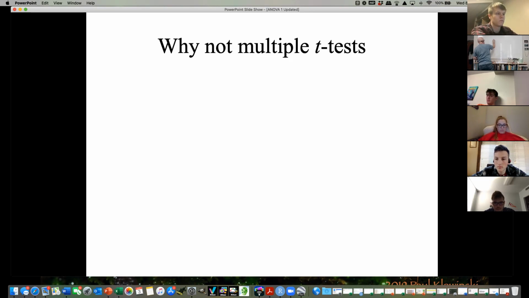Somebody tell me what alpha is. It's the error rate, right? That's the type 1 error rate. It's the probability of saying that two means are different when in actuality they are the same.